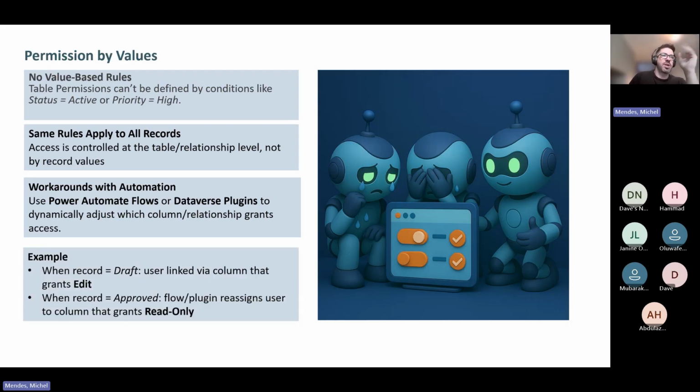Okay, that's what I just said here. So for example, you have 2 columns: one grants the access for edit, the other one is for read. Then whenever you submit a record, it takes out the permissions from the user when the status reaches something that they shouldn't be editing.